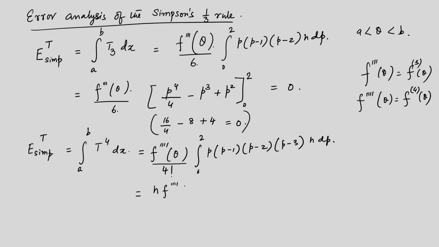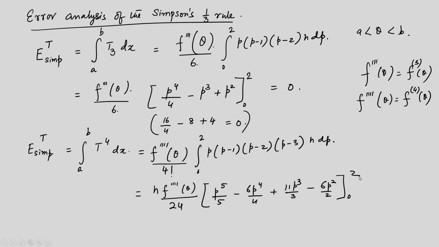f, this fourth derivative divided by 24, and this is like p to the power 5 by 5 minus 6 p to the power 4 by 4 plus 11 p cube by 3 minus 6 p square by 2. And then from 0 to 2, this gives a finite number which is equal to minus h f, this by theta, divided by 90.